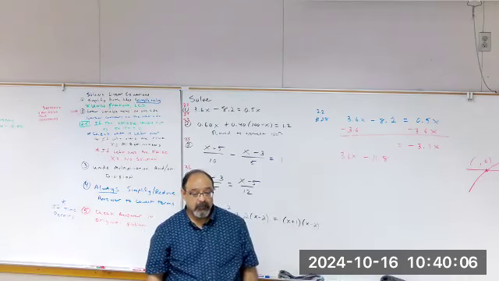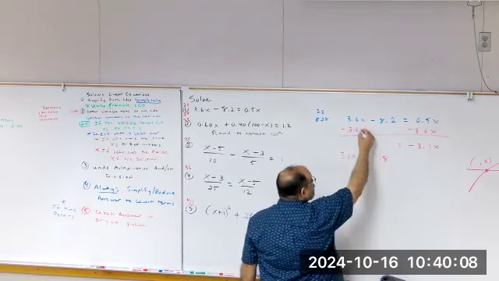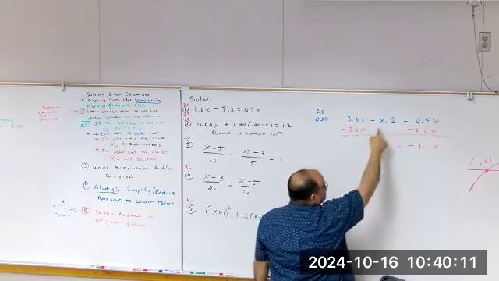Okay? Now next. So all we have is a negative 8.2.